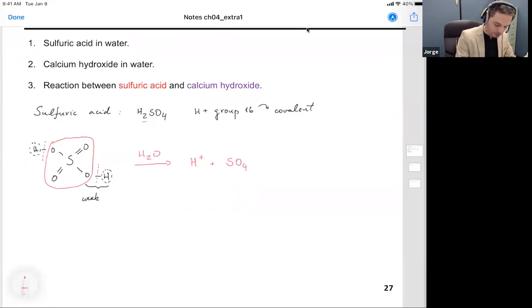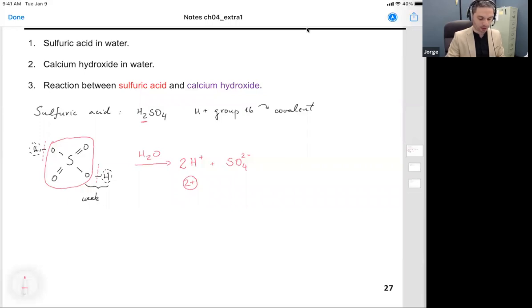We have two hydrogens in the formula of sulfuric acid, so we need to release two H plus. Now we have two positive charges. We have to counterbalance the charges with two negative charges that must be on the sulfate ion. And that's what happens when we dissolve sulfuric acid in water.